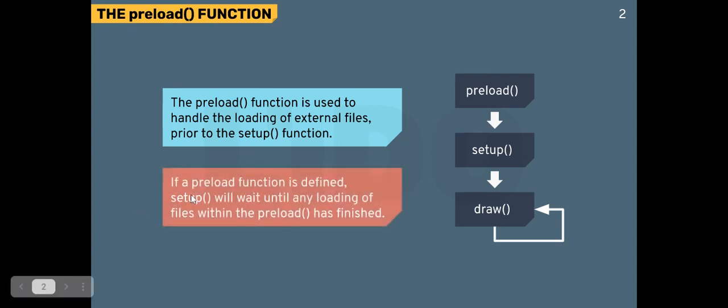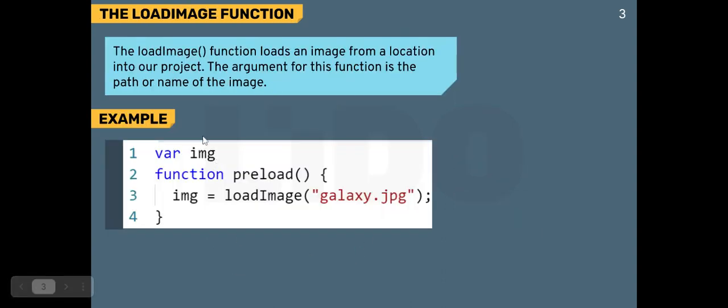This means if a preload function is defined, setup will wait until any loading of files in preload has finished. Hence, the loadImage function loads an image from a location into your project. Its argument is the path or name of the image. Example like this.